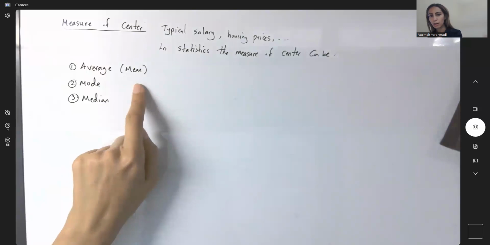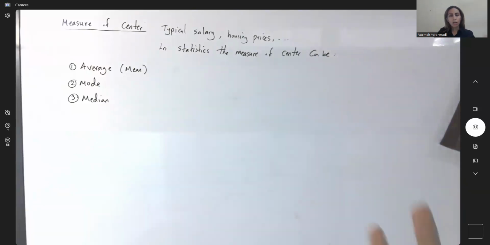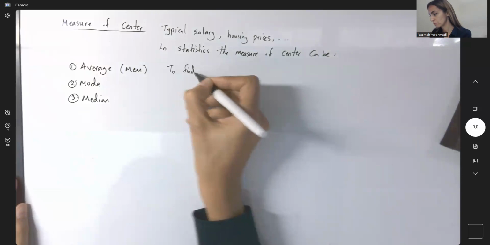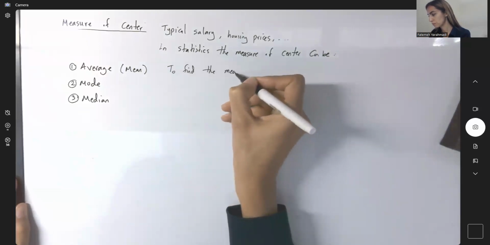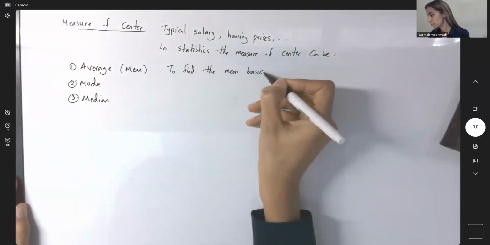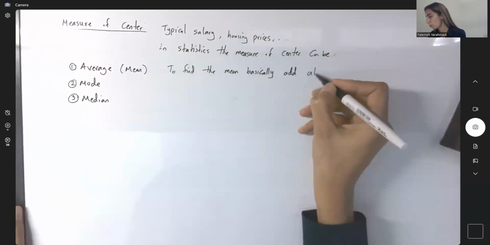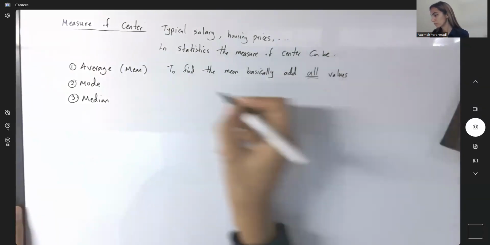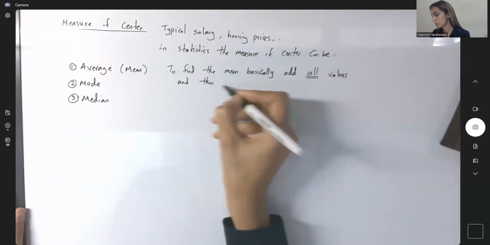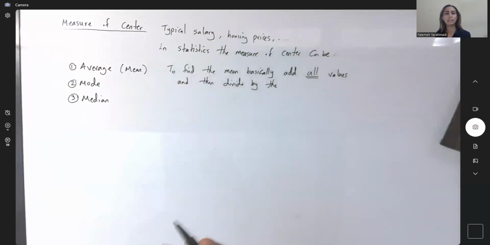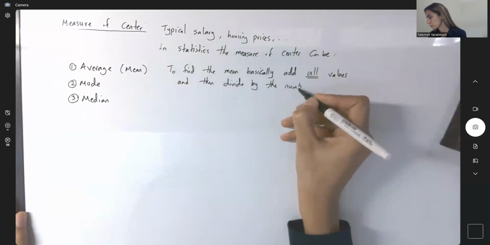When it comes to the mean or average, we are basically collecting all the data, adding them together, and dividing by the number of values in your collection. So to find the mean, we add all numerical values, all values, and then divide by the number of values in your collection. How many data do you have in your collection? The number of values.